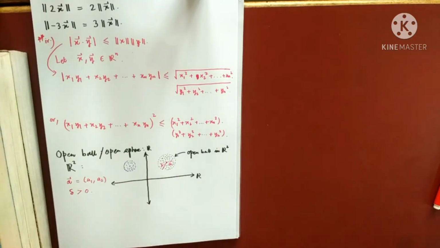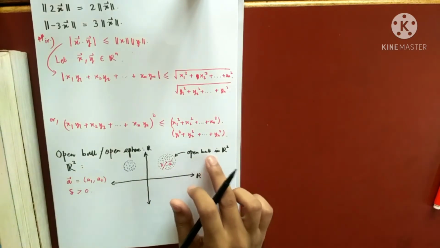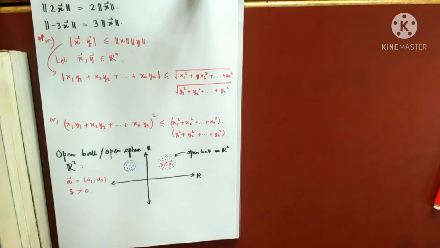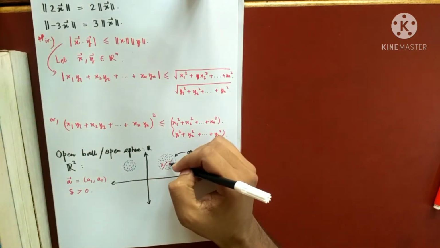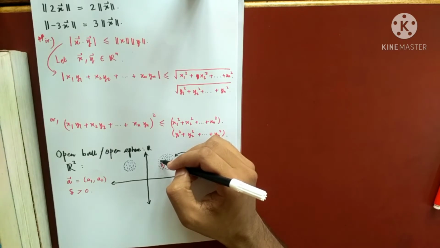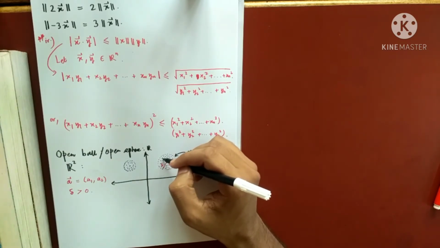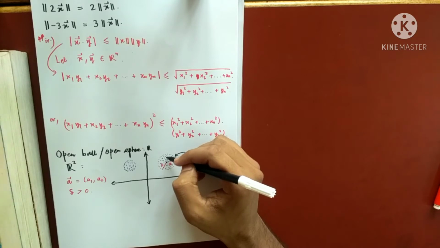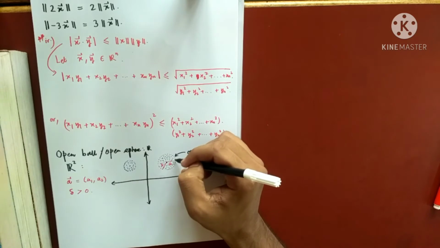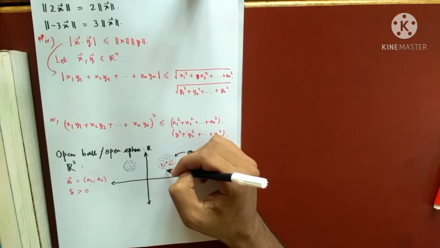So in R2, I'm talking about R2, right? So an open ball in R2 is just a collection of all those points whose distance from this point A is less than delta. Because you see, all the points lying inside this circle are those whose distance from A is less than delta. Only on this red dotted line are those points at delta distance from A.